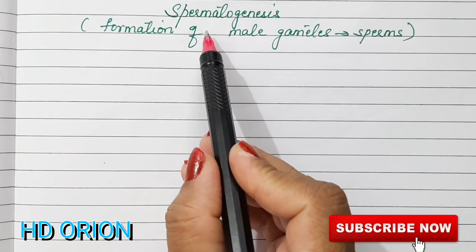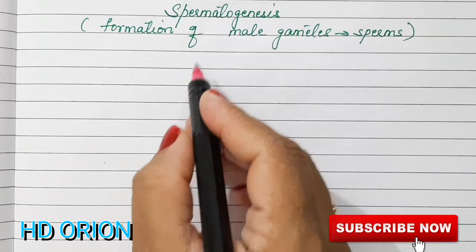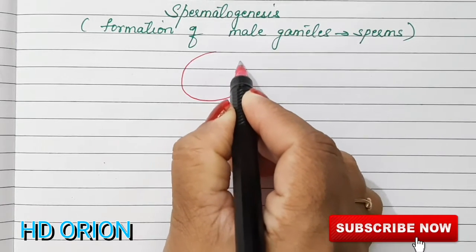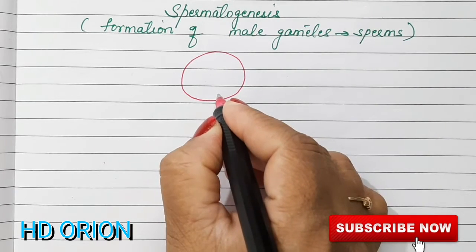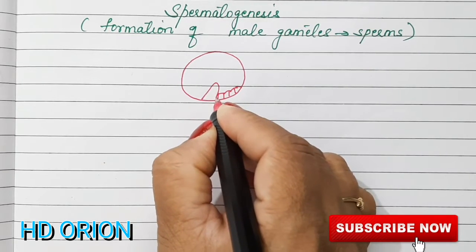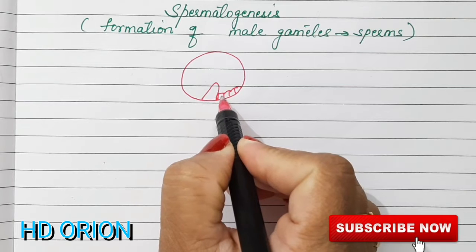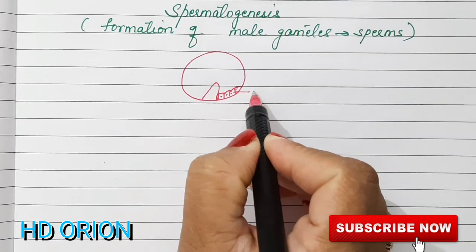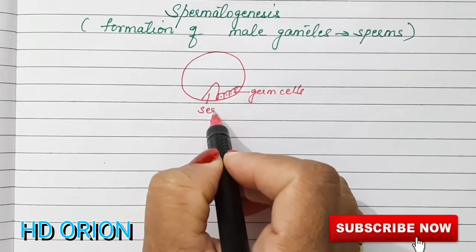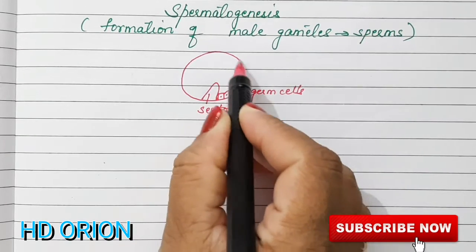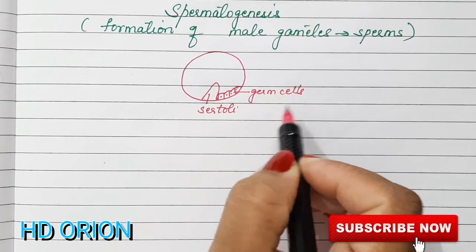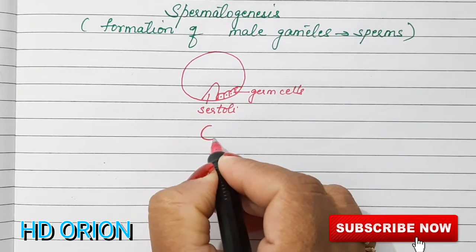This takes place inside the seminiferous tubules. Earlier, I have discussed seminiferous tubules, and we know that inside the seminiferous tubules there is germinal epithelium, and there are Sertoli cells. In spermatogenesis, we are only going to talk about the germ cells. These were the Sertoli cells, the nursing cells inside the seminiferous tubules. So we are only going to see the germ cells. Now, one germ cell we are talking about.